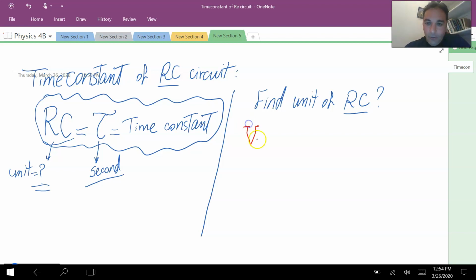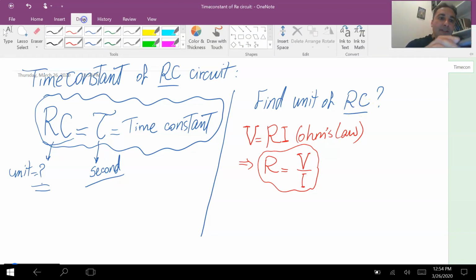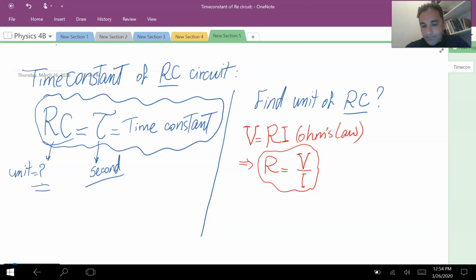Guys, we know by Ohm's law, V is equal to what? Ri, am I right? So this is Ohm's law actually. Therefore, by this equation, because I need R, can I say R is voltage divided by current? Yes, keep it. Watch out. Now let's work on C.